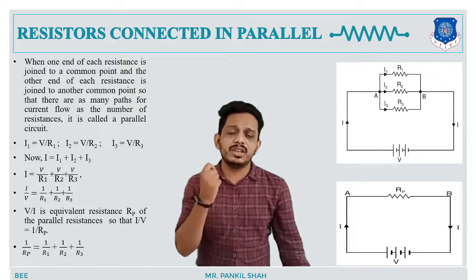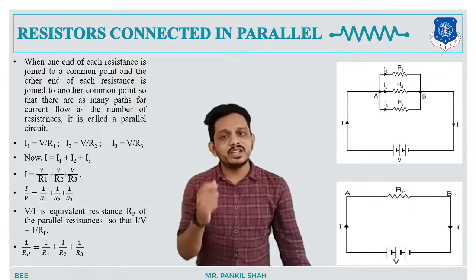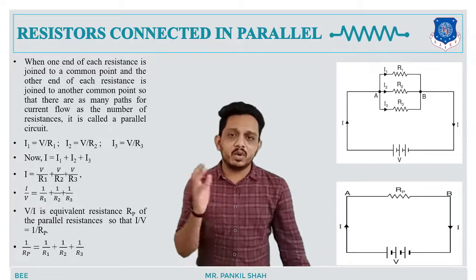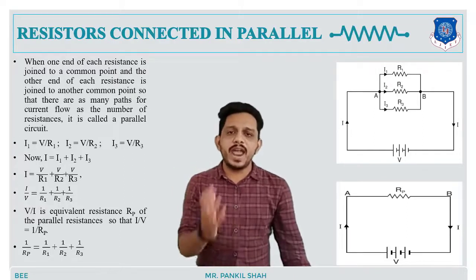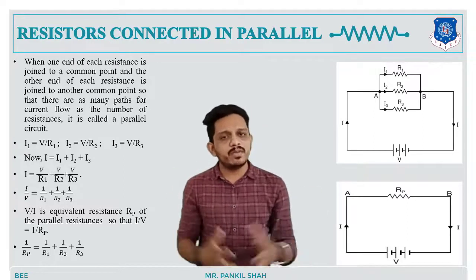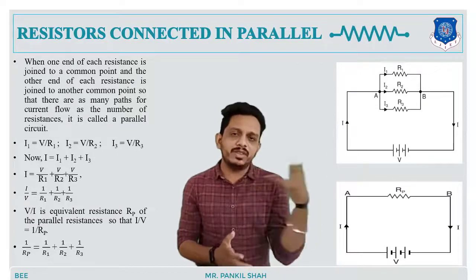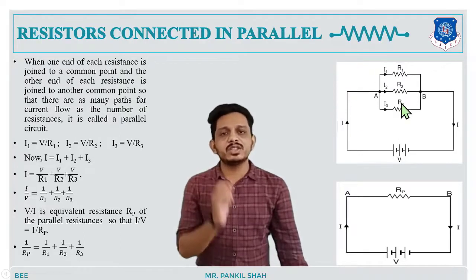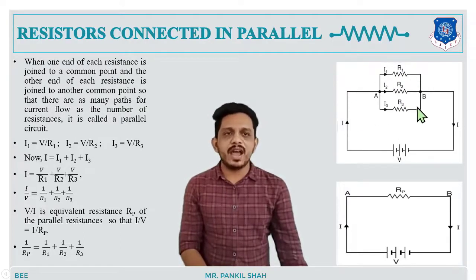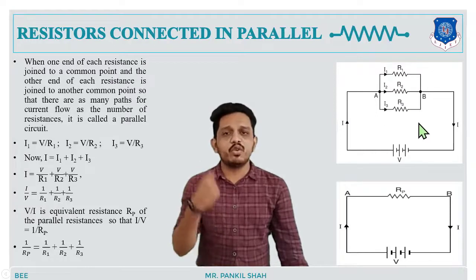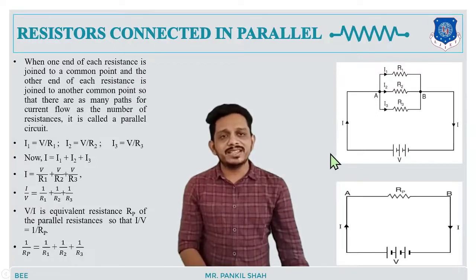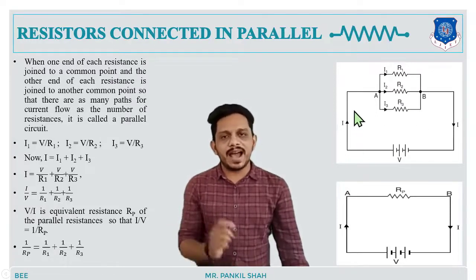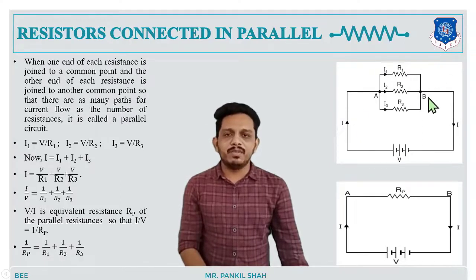Here we have to use Kirchhoff's current law. Kirchhoff's current law states that the total incoming current towards any node should be equal to the outgoing current from that node. You can see this figure. In this figure, the total current I is incoming towards this node A, and I1, I2 and I3 are the outgoing currents from this node. So we can say that this total incoming current I should be equal to I1 plus I2 plus I3.